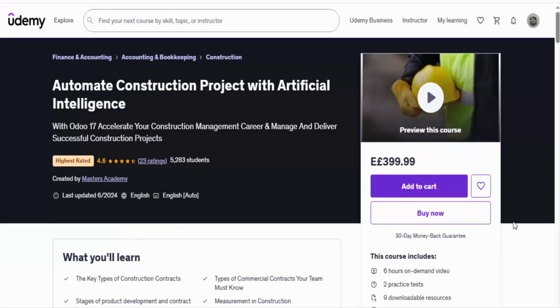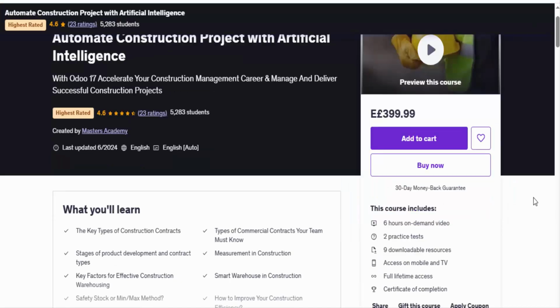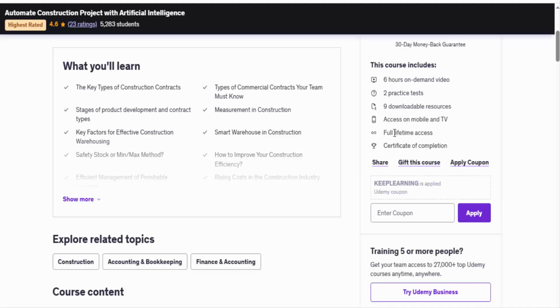Automate construction project with artificial intelligence. With Odoo 17, accelerate your construction management career and manage and deliver successful construction projects. What is artificial intelligence and machine learning in construction?